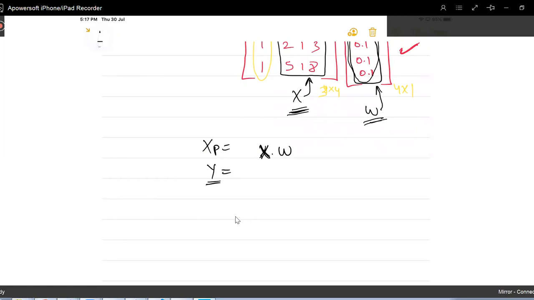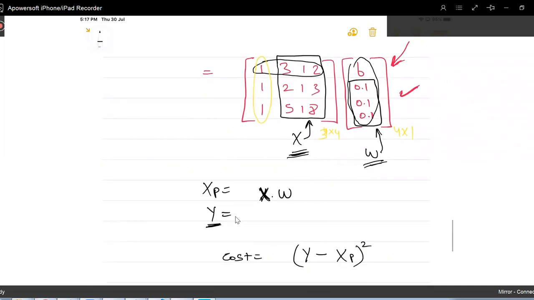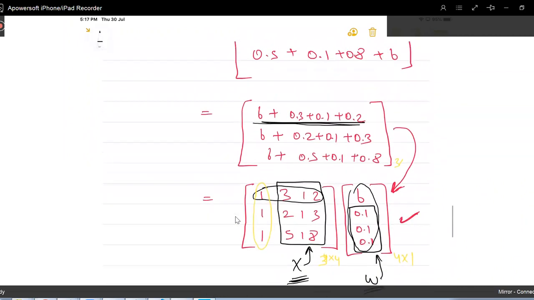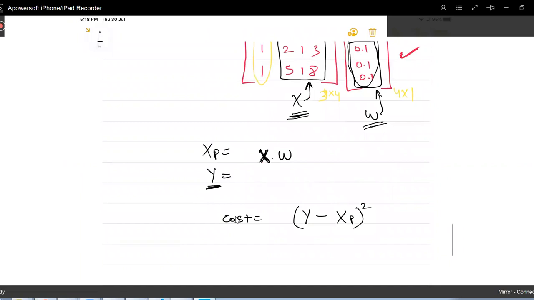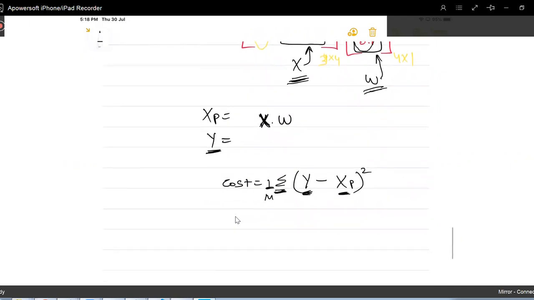Now I will apply the cost in this. So cost will be that only, Y minus X predicted whole square. Will I use summation now? I guess we will use the summation also, because we'll be adding all the individuals. But what I have done now, I'm only using the matrices, and 1 upon m. So this I will write.